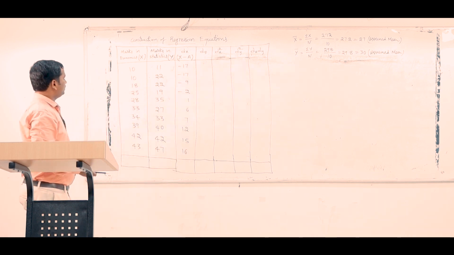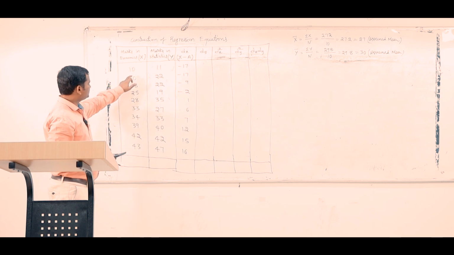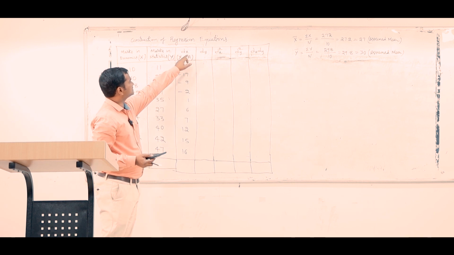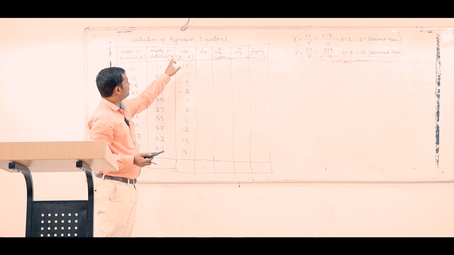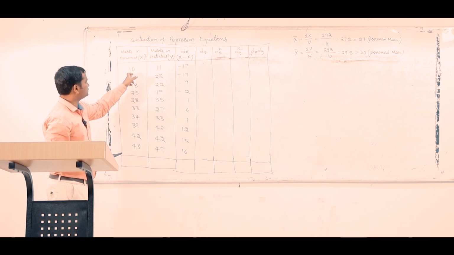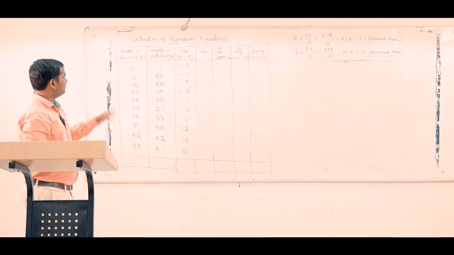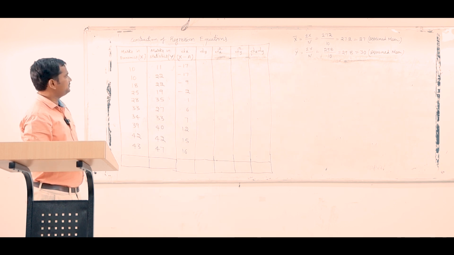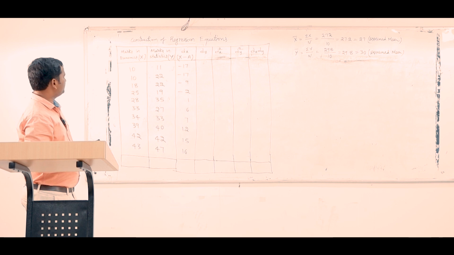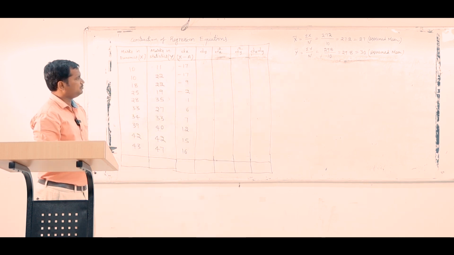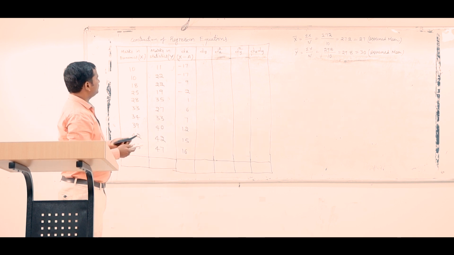So like that, from each x value, that assumed mean value should be deducted. So that is called dx. Dx means deviations of the x values from the assumed mean value. That column we should find out. After that, for the variable y also we should find out the deviations. So dy, from each y value the assumed mean value should be deducted. Then you will get the dy.